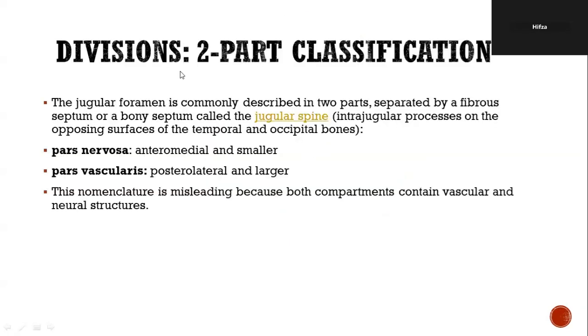Now, the jugular foramen is divided into a two-part classification. This is a relatively older one, in which the jugular foramen is commonly described in two parts, separated by a fibrous septum or a bony septum called the jugular spine. It is basically the intrajugular process on the opposing surfaces of the two bones, temporal and occipital, and it divides the jugular foramen into pars nervosa and pars vascularis. Pars nervosa is the anteromedial and smaller part, and the pars vascularis is the posterolateral and larger part.